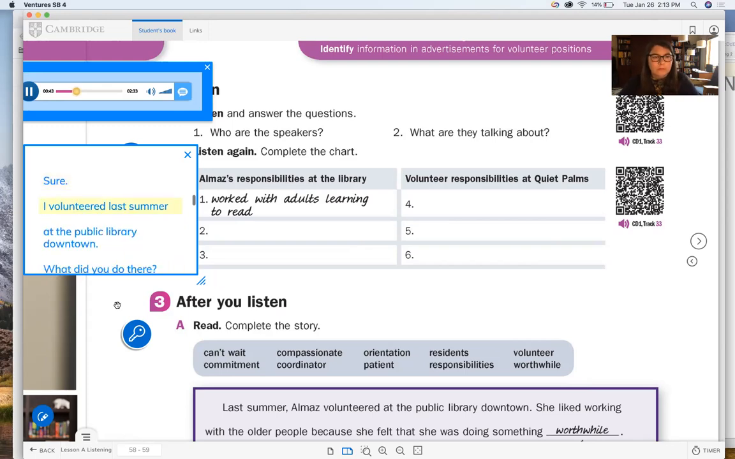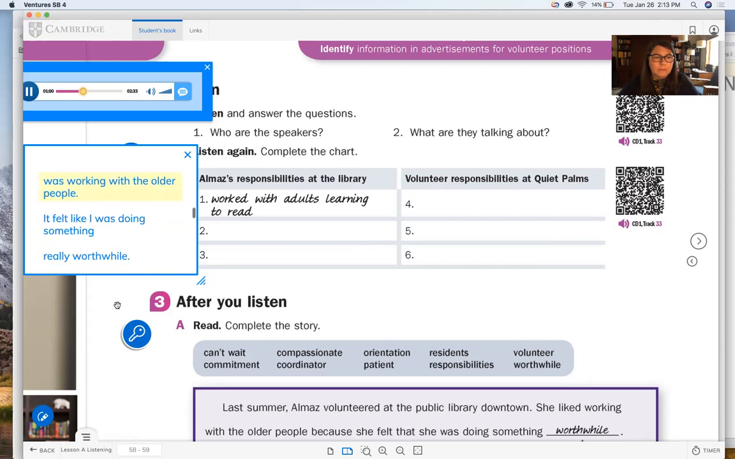Sure. I volunteered last summer at the public library downtown. What did you do there? I worked with adults who wanted to learn how to read. I also taught a little writing, and on Saturdays, I read stories to the kids. Did you enjoy that? Yeah, but what I really liked was working with the older people. It felt like I was doing something really worthwhile. Uh-huh. So now, tell me why you want to volunteer in a nursing home.